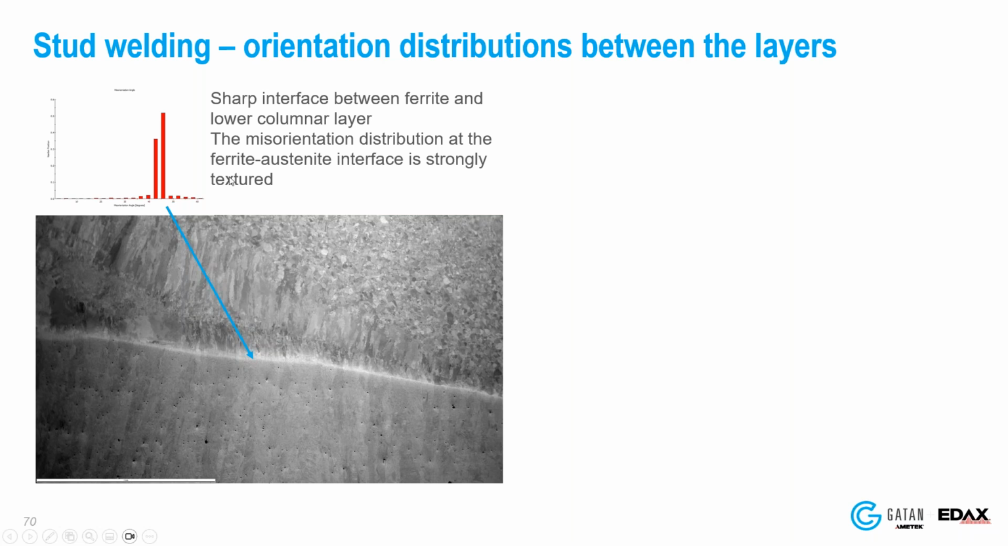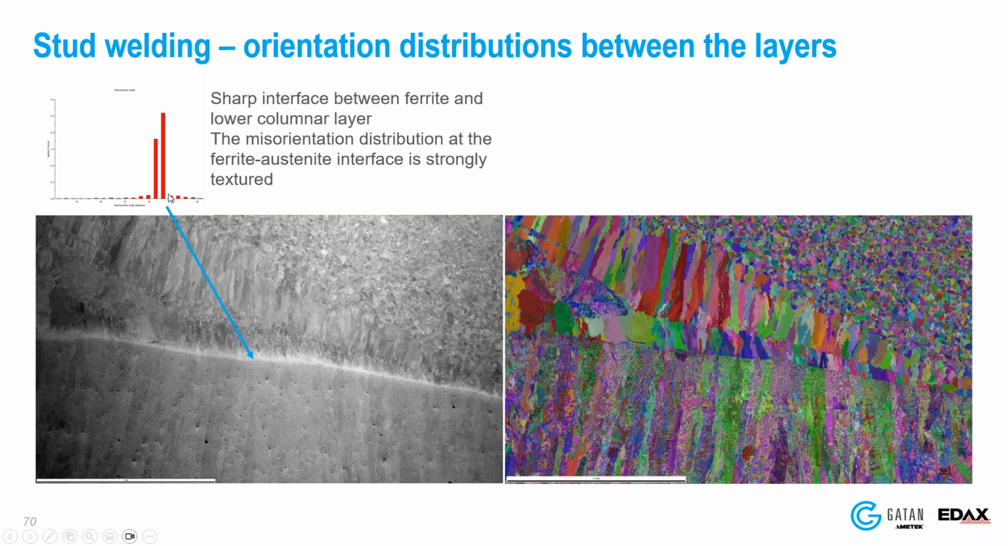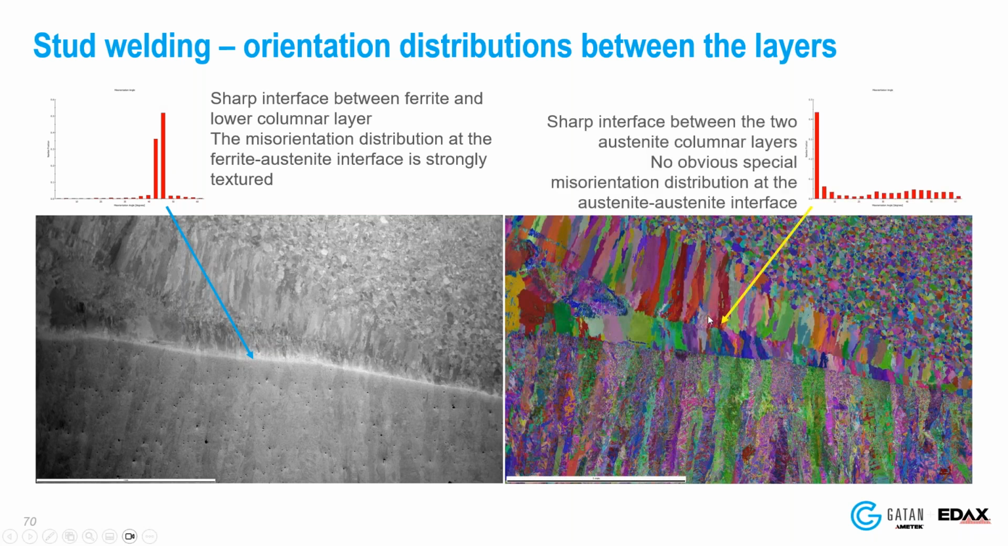Now, if I quantify the orientation distribution, at the bottom, I have a very sharp interface. This is this thin columnar layer and the small grain ferrite. I have a very sharp orientation distribution. So that suggests a phase transformation. If I look higher up, this interface, there is no preferred orientation at all. So it's just random with lots of low angle boundaries.